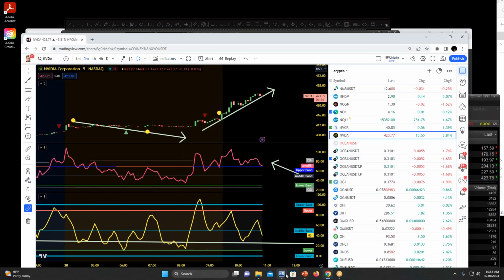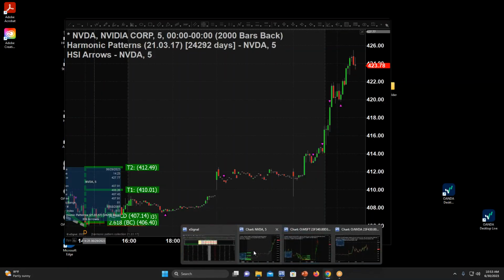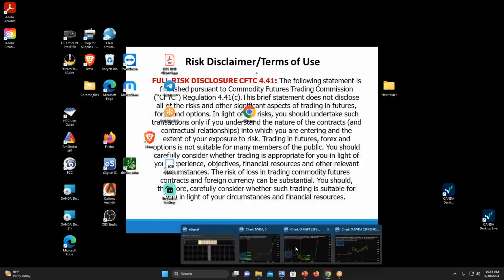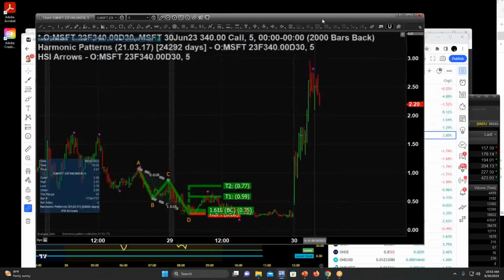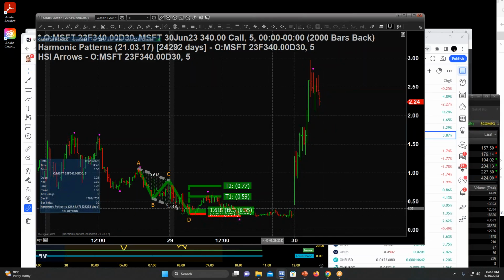The NVIDIA, those 410s are amazing. Microsoft, the calls that were 25 cents, they went 10x. There's the Microsoft calls. They were 35 cents. Okay, there's an HSI signal. First one at 275. You're 224. From the close yesterday, you're 10x. If you got 5x, you're doing your job.